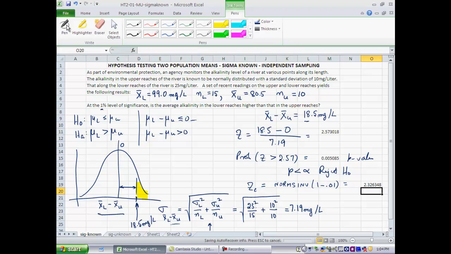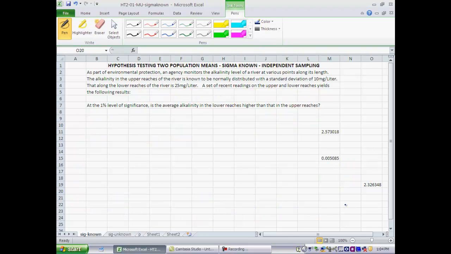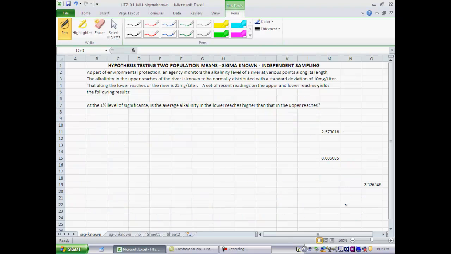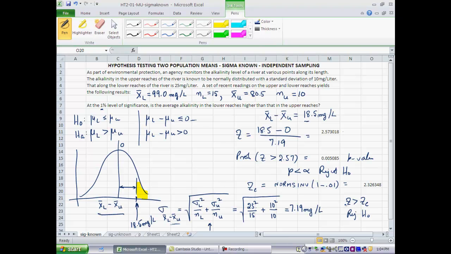So numerically, what do I have here? I'm running out of real estate a little bit, so let me see if I can squeeze this in. I have here that Z is greater than Z critical. The 2.57 is greater than the 2.32, so I still end up rejecting the null. Same conclusion. So my final conclusion, whether I use the critical value method or the p-value method, is that the average alkalinity level in the lower reaches of the river is in fact higher than the average alkalinity level in the upper reaches of this river.